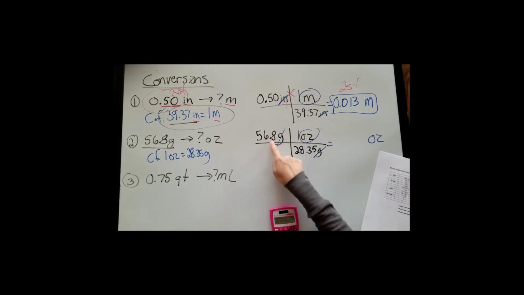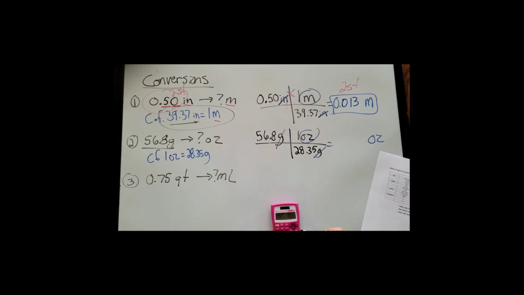So once again, notice I'm dividing because that horizontal line is a division line. So I'm taking 56.8, dividing by 28.35, and I get 2.003527337. Okay, lots of numbers, right? So I'm going to go ahead and look at how many sig figs I actually need.